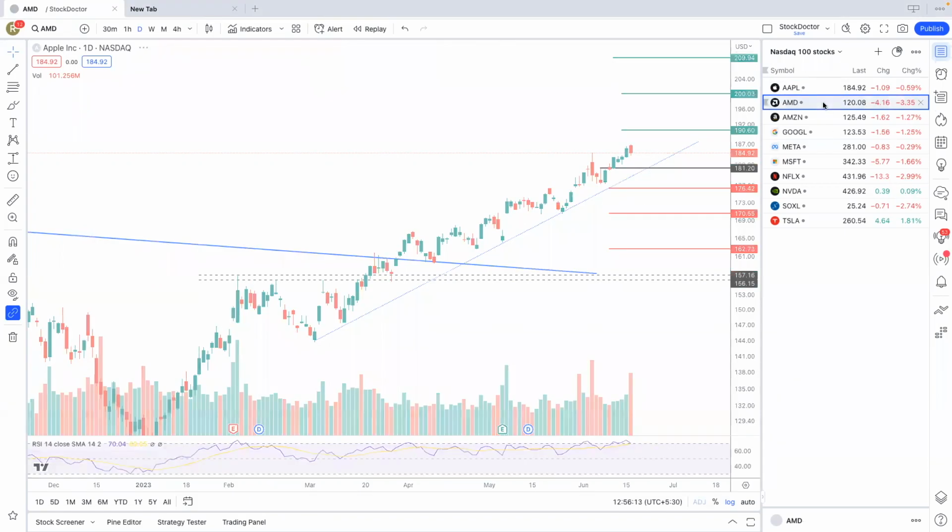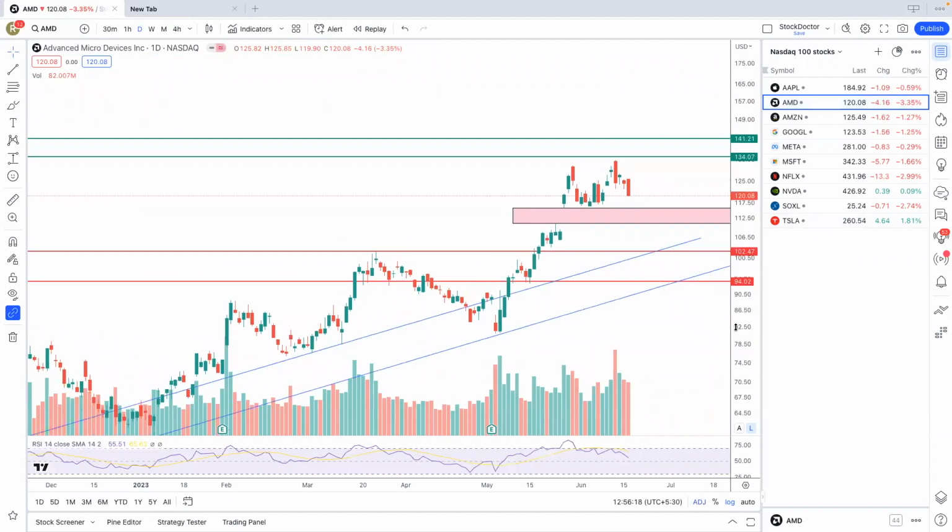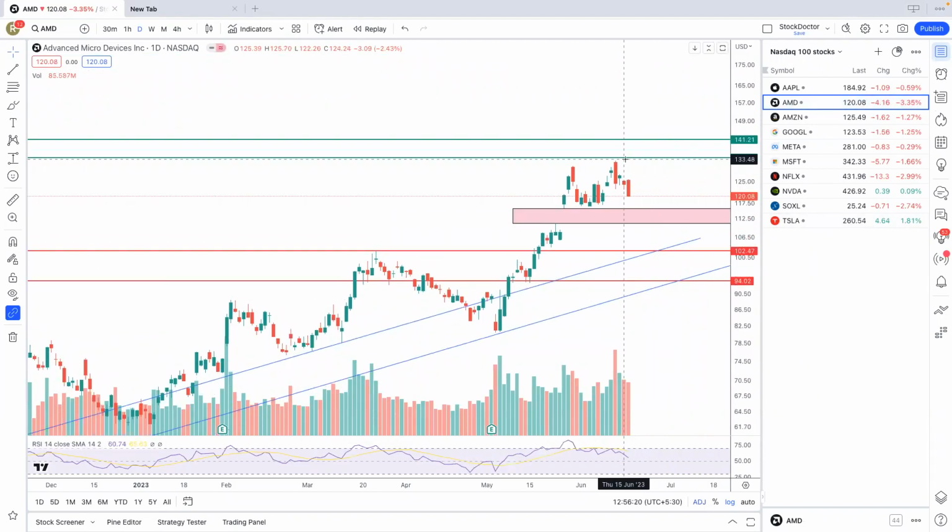Let's talk about AMD. For AMD, I mentioned that the first target is 134, the second is 141. It has almost reached 134. It just missed by $1. That is, it went to 133 and then it started moving down.